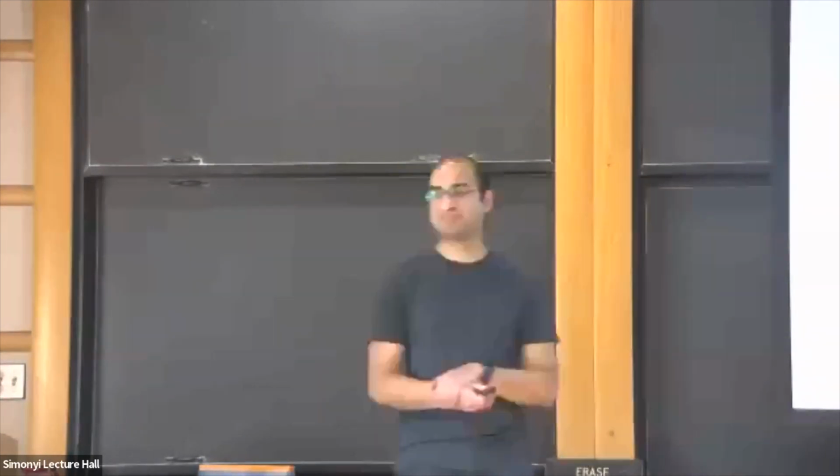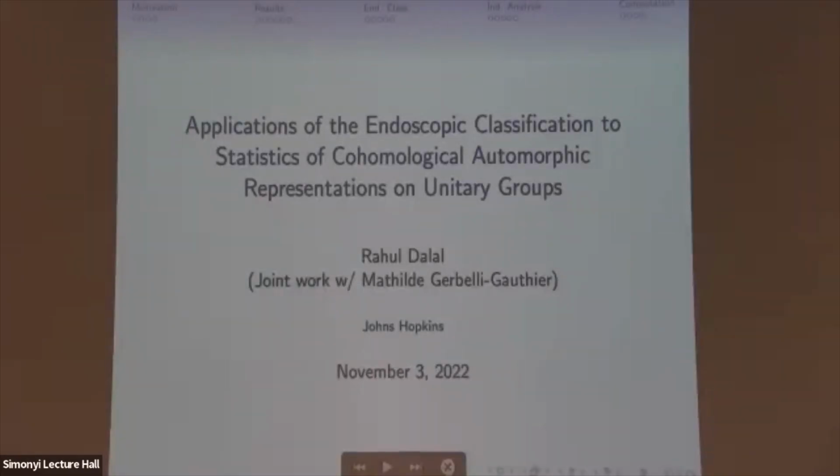So, yeah, I'll be talking about how to count automorphic representations with certain cohomological components at infinity on unitary groups. And let me just mention that this is joint work with Mathilde Gervais-Gauthier, who was here, so I guess maybe a lot of you might know her.